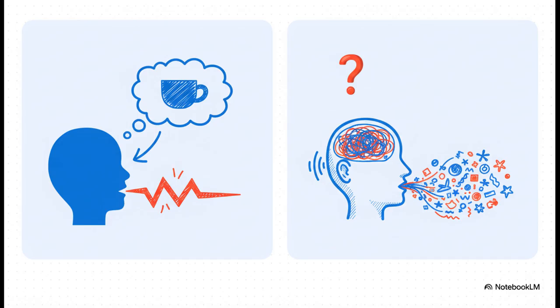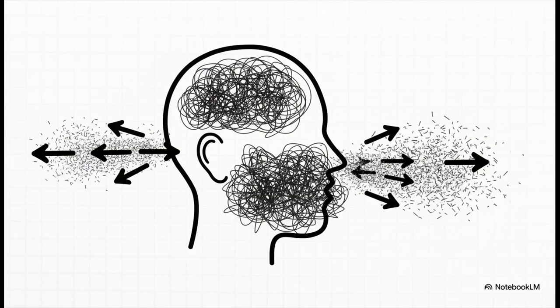Then there's receptive aphasia, or Wernicke's. Here, the problem is understanding. The person can speak fluently, but the words might come out all mixed up, kind of like a word salad. And there's also global aphasia. This is the most severe form, where a person has major difficulty with both expressing themselves and understanding what others are saying. It's really tough.